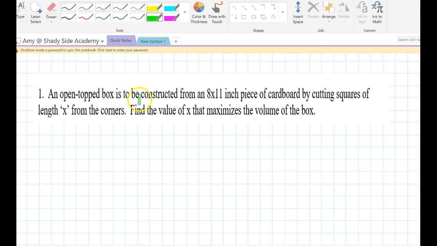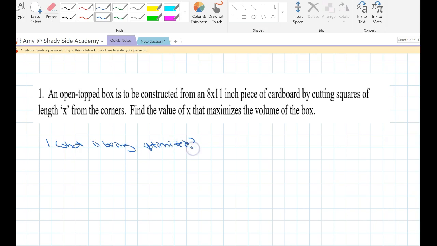It says an open-topped box is to be constructed from an 8 by 11 inch piece of cardboard by cutting squares of length x from the corners. Find the value of x that maximizes the volume of the box. When you are doing optimization questions, the very first thing you want to determine and answer to yourself is, what is being optimized?